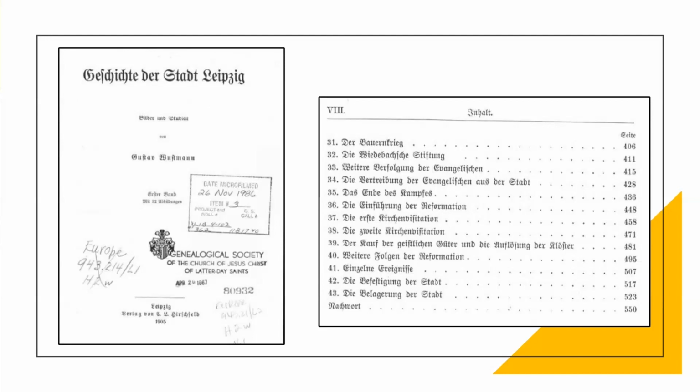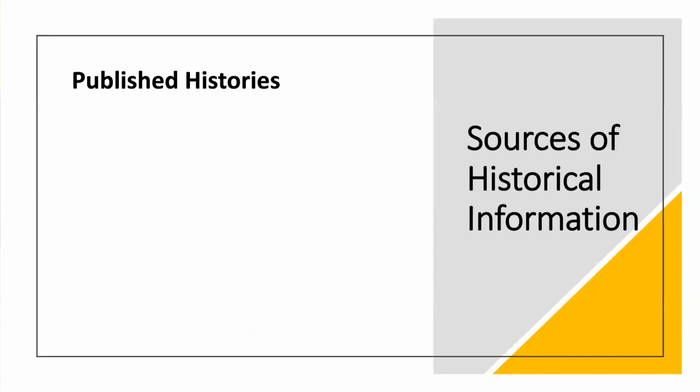It's not always necessary to read the complete history book. A book's table of contents can provide a quick way to find important information. For example, in this first volume of the history of the city of Leipzig from 1015 to 1600, Chapter 31 pertains to the Bauernkrieg or Peasant War in 1525, followed by several chapters on the Reformation.